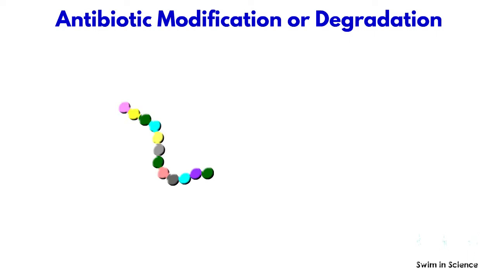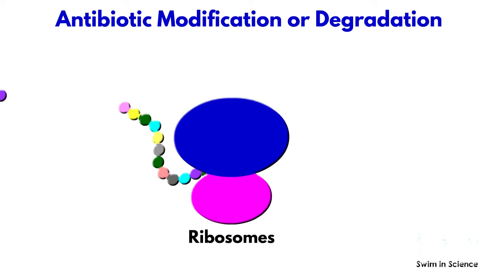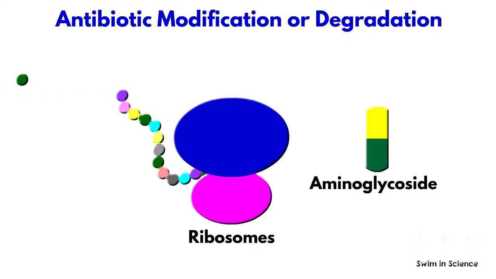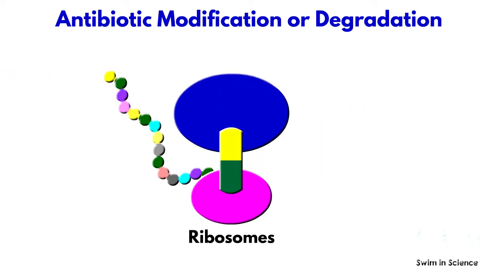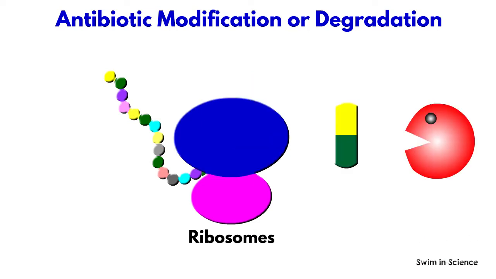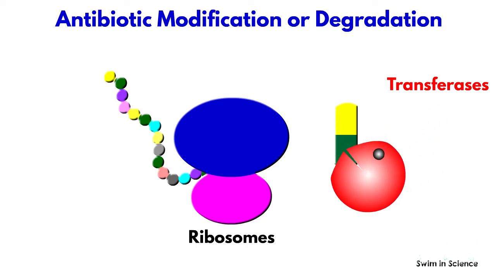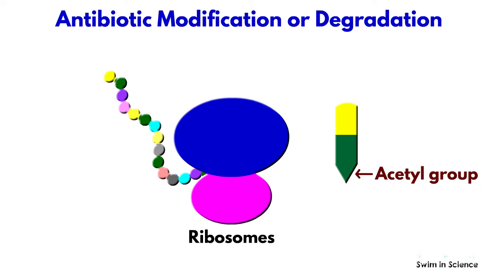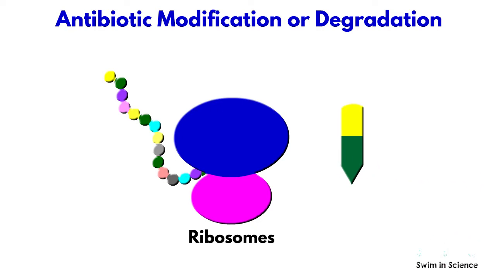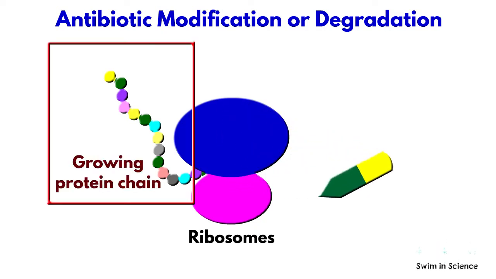Bacterial proteins are synthesized in machinery called ribosomes. Antibiotics such as aminoglycosides bind to these ribosomes and inhibit their protein synthesis. Some bacteria produce enzymes called transferases which chemically modify the aminoglycoside antibiotics. An example is N-acetyltransferases, which add an acetyl group to an aminoglycoside antibiotic. This modification stops the antibiotic from binding to the ribosome and therefore it will be ineffective against the pathogen.